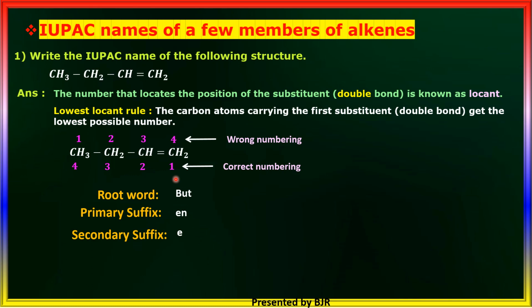Okay. Now we have to write the IUPAC name for this structure. But, and the double bond is there on the first carbon. The first carbon is carrying the double bond. So but-1-ene.